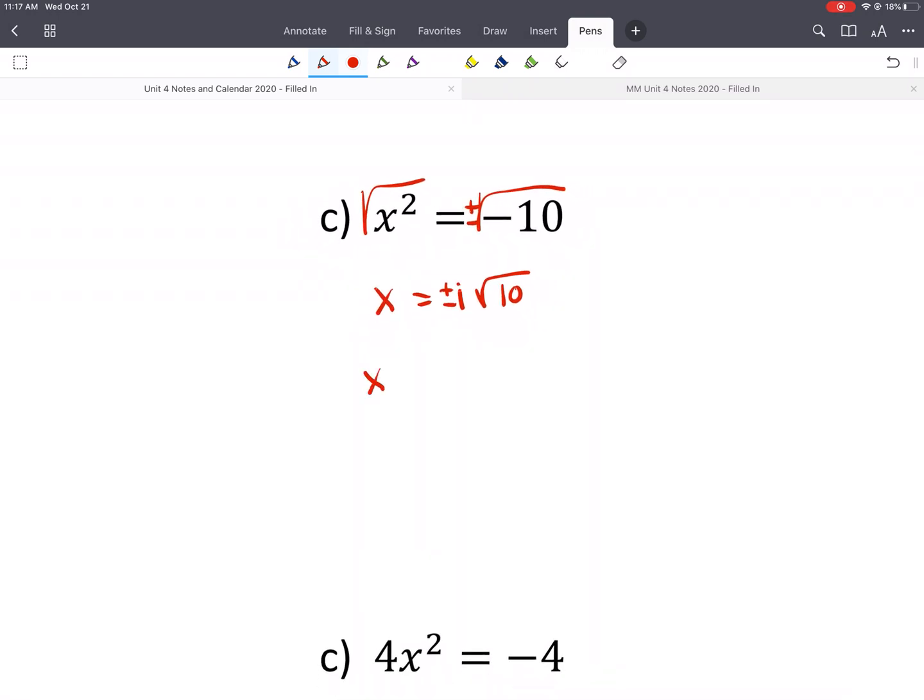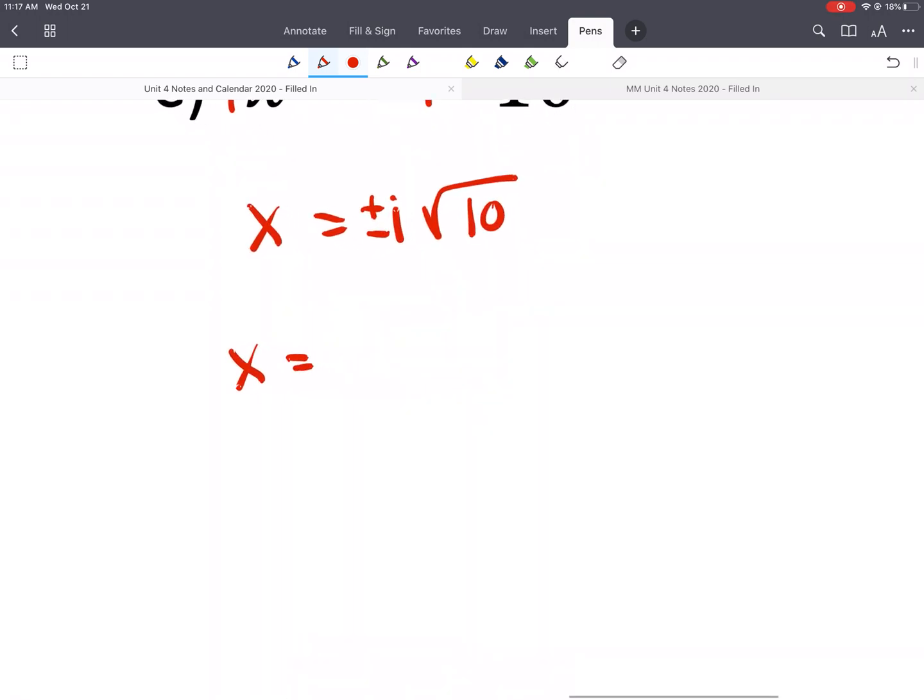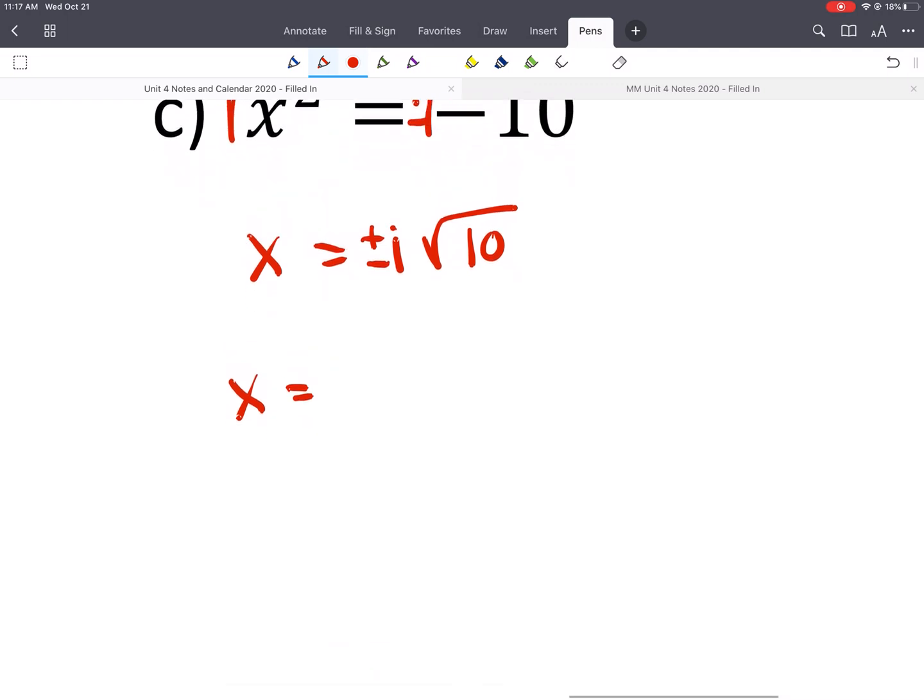And then we would write it. This is the main reason why I want you to write it this way: it will force you to write the two solutions. If you forgot the plus or minus, you'd be like, oh yeah, I have to write two solutions. So here we have i square root of 10 and negative i square root of 10.